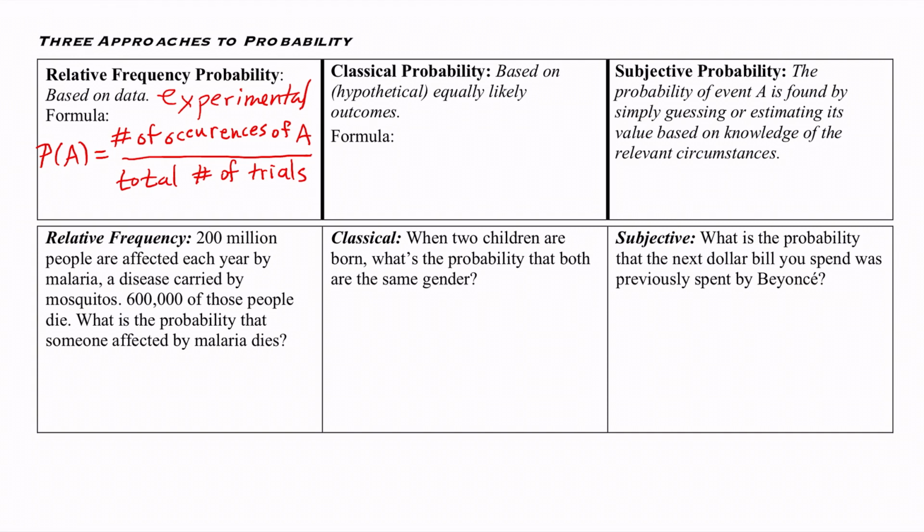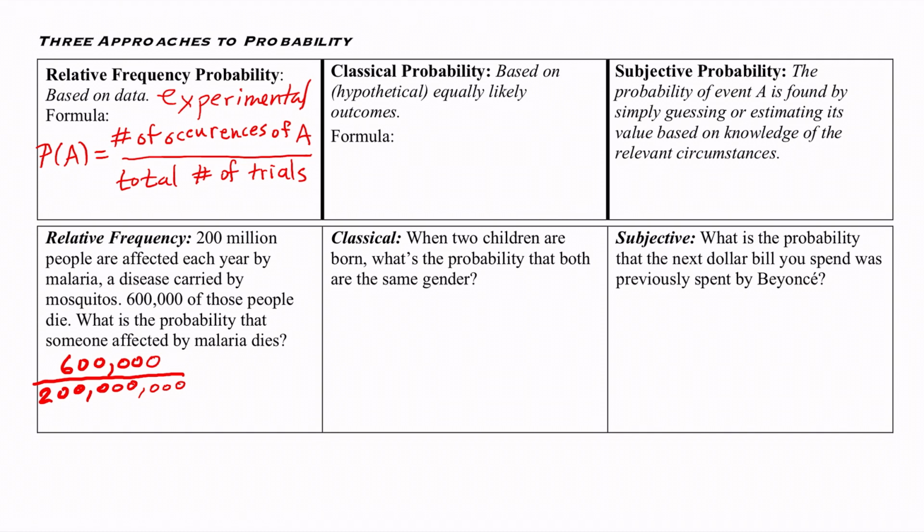So looking at the example below, suppose we want to compute the relative frequency probability of this situation where we have 200 million people that are affected each year by malaria, and 600,000 of those people die. What is the probability that someone affected by malaria will die? We can simply look at the number of deaths that have occurred in this data, and then all the data that we're looking at in total. We have 200 million that are affected by malaria.